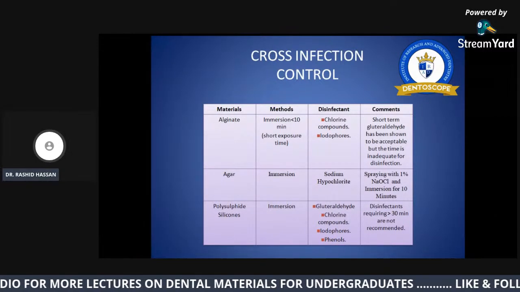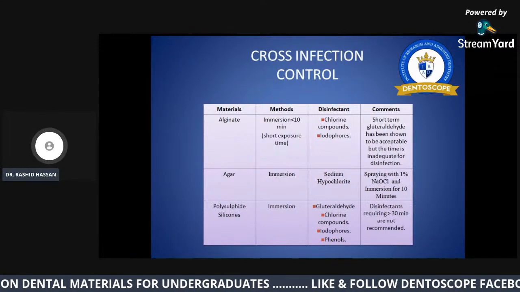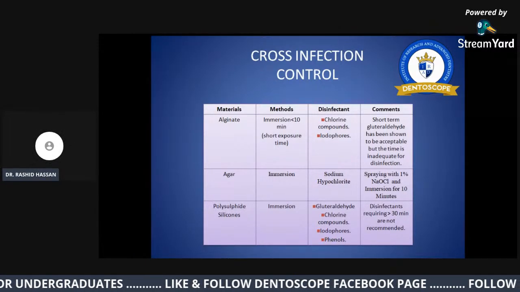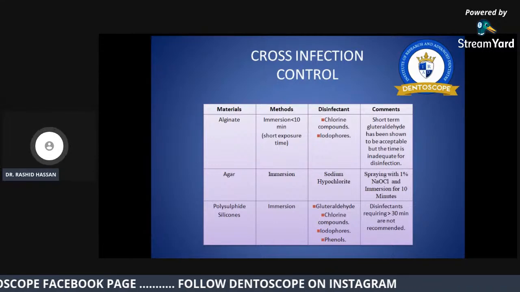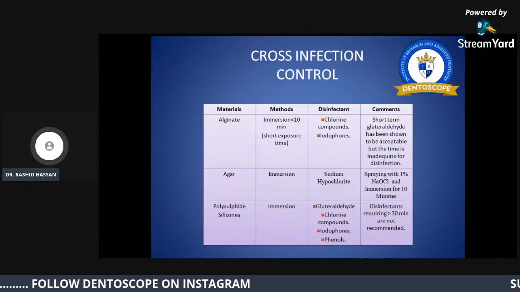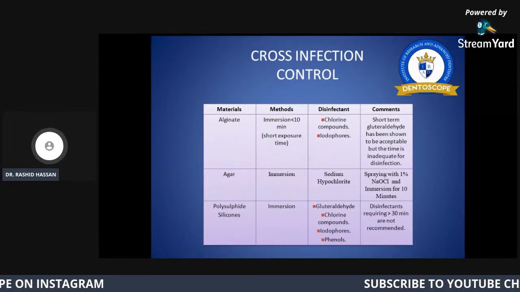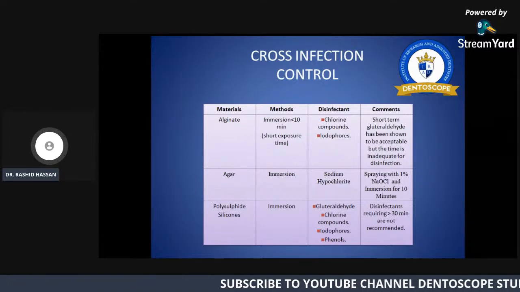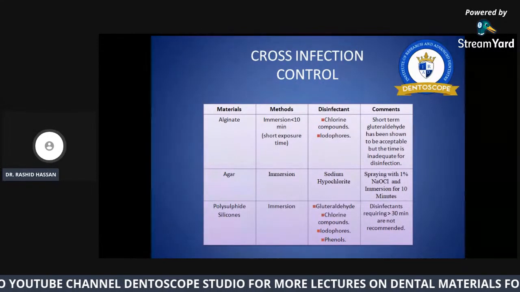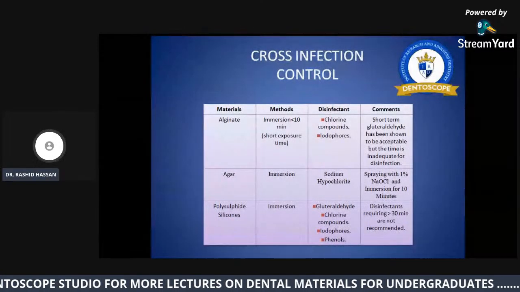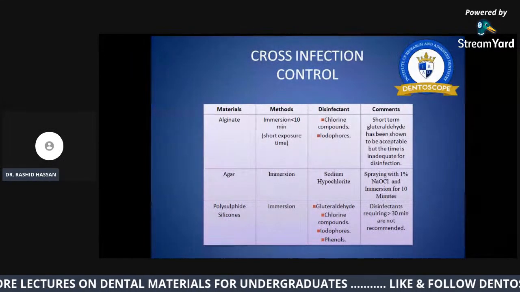Well, sodium hypochlorite is basically a chloride solution of sodium, NaOCl. Well, that's its formula. First, you spray your impression material with 1% sodium hypochlorite, and then you immerse it in its solution for about 10 minutes. Well, that's the procedure. That's how you're going to do it.